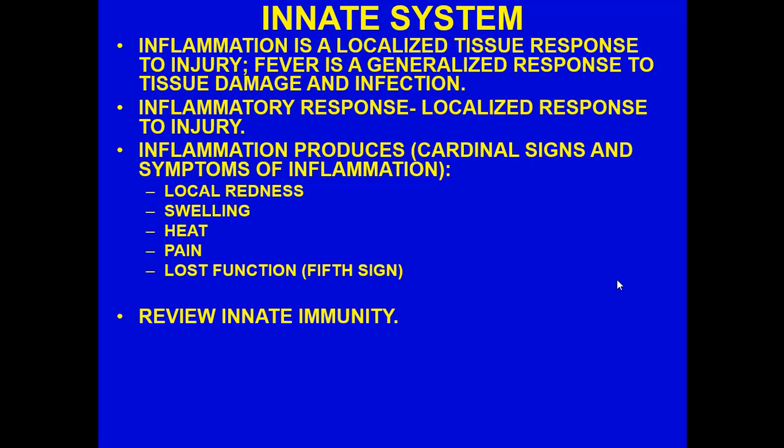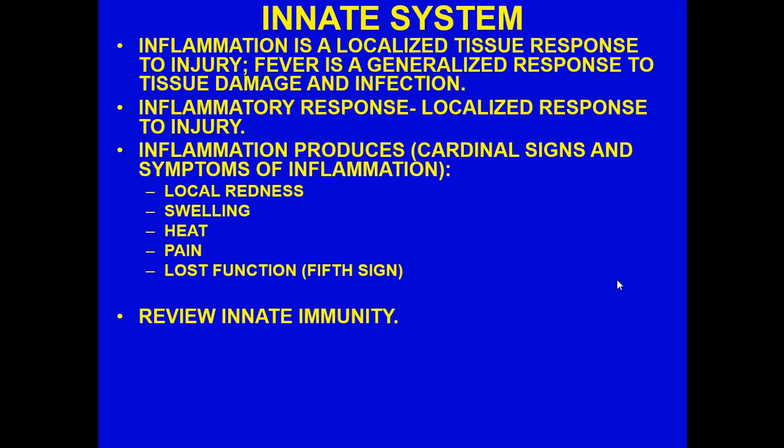So we talk about inflammation. What is it? It's a localized tissue response to injury. Now, fever is a generalized response to tissue damage and infection. Inflammation is a localized response to the injury. Now, inflammation produces cardinal signs and symptoms. There are four, but there's also a fifth one if you have lost function. But the four that are key, and yes, you need to know this, are local redness, swelling, heat, and pain, because it's a localized effect to the injury or the infection that occurs.